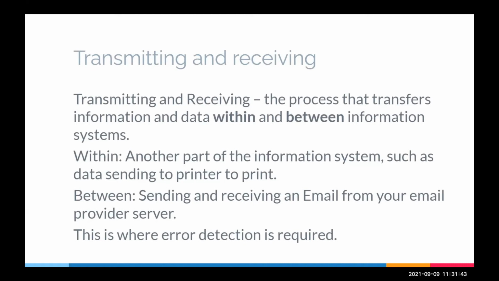Transmitting and receiving. It is the process that transfers information or data within and between information systems. What do we mean by within? Another part of the information system, such as data sent to a printer to print. Okay. So like your home office, my home office is one big information system. It contains my desktop computer, my camera, my microphone, my sound card, my kiosk, my keyboard, mouse, display, and printer, and all that.